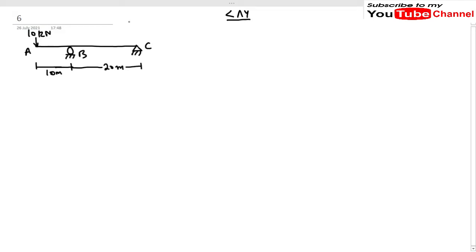Now first of all we have to find the reaction RB and the reaction at C, which is RC. Let us assume that the direction of the reaction at B is upward, and the direction of the reaction at C is downward. Now we will take the summation of moments of forces about C equal to 0, and we will take clockwise direction as positive.